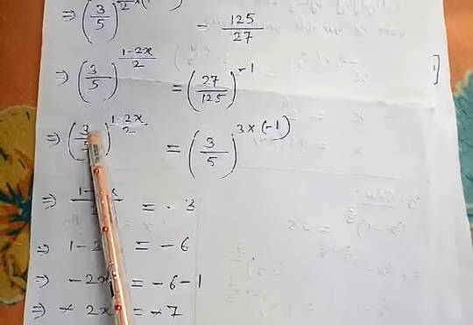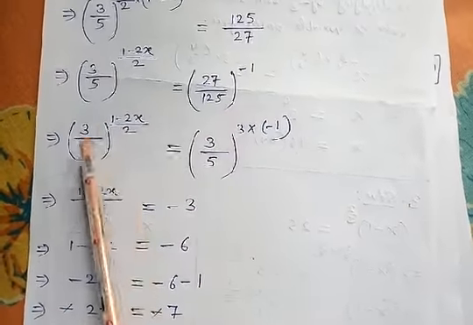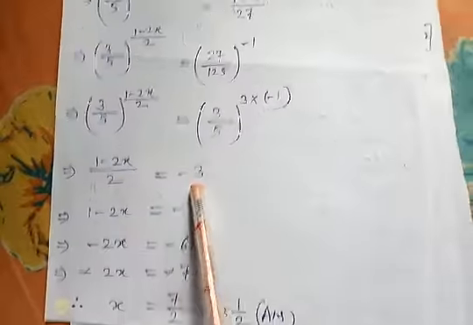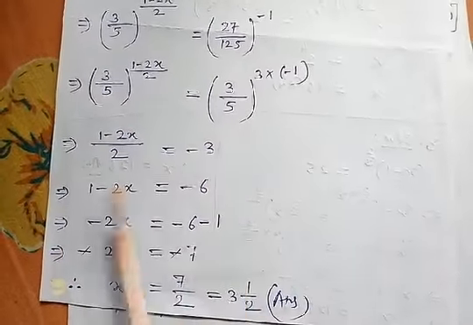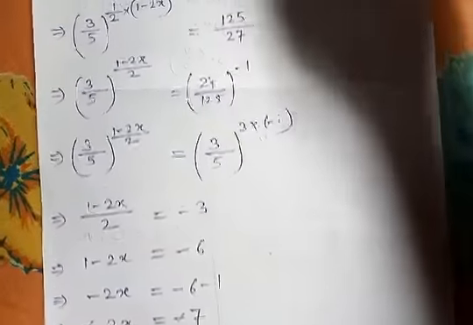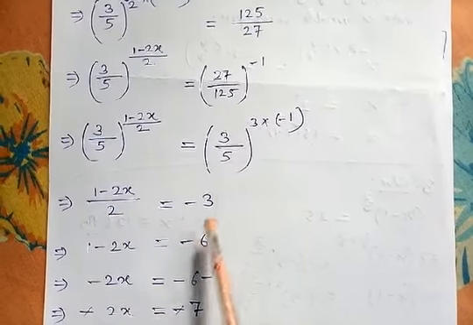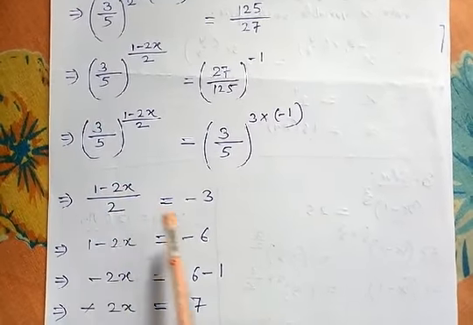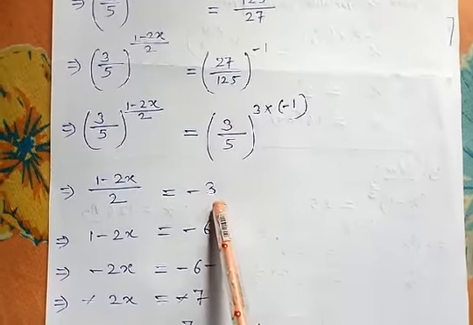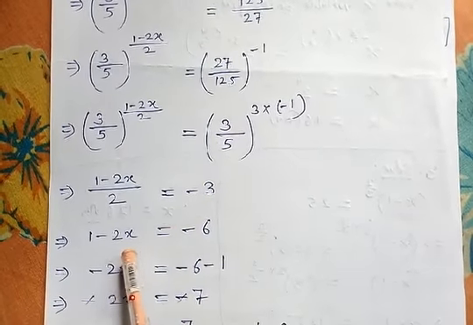When bases are equal, then the base will vanish and the powers become equal. So this power and this power we wrote here, children. And after that what we did, cross multiplication. 2 3s are minus 6 and 1 minus 2x multiplies with 1 because there is 1 here. So 1 minus 2x is same.